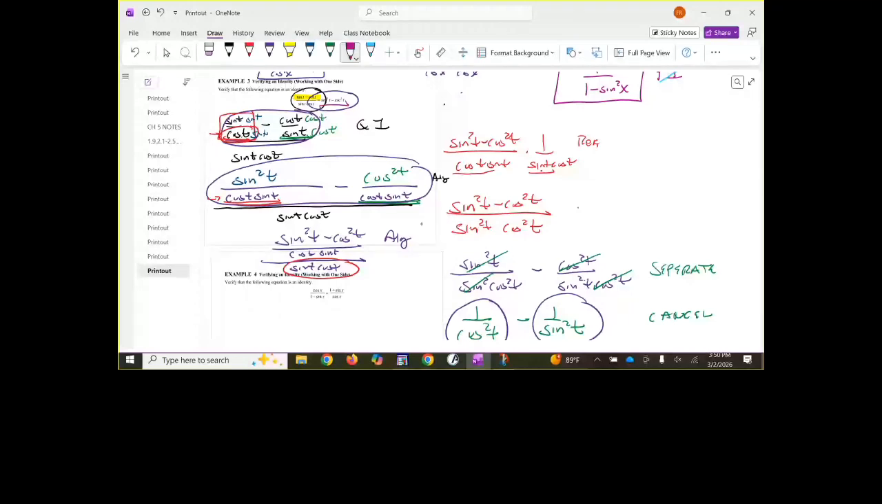Y'all, the point of the trig identity stuff, again, is to justify how you get from one step to the other. Can you manipulate one side so that it looks like the other side? I know we still have another problem there, and we'll probably hold off on it until Tuesday. But this is what we're going to do.